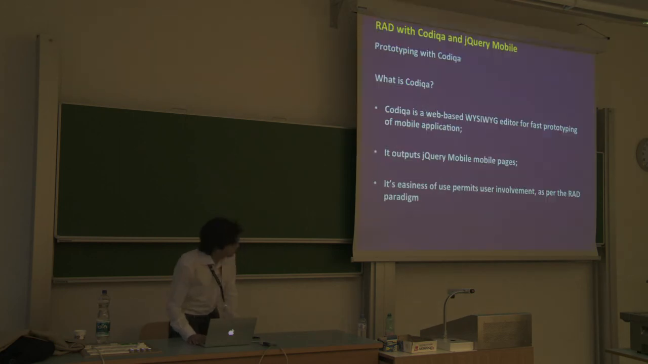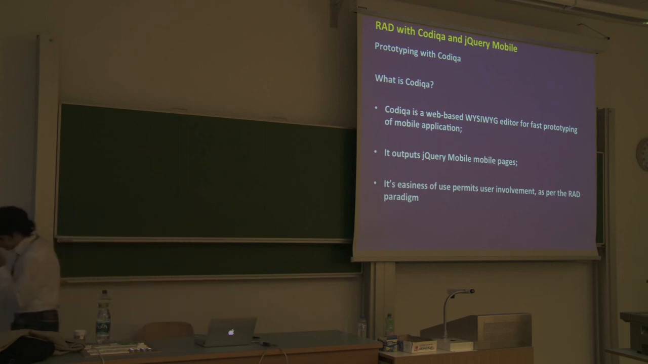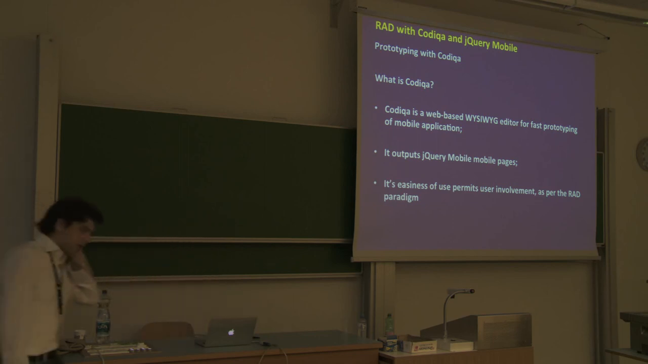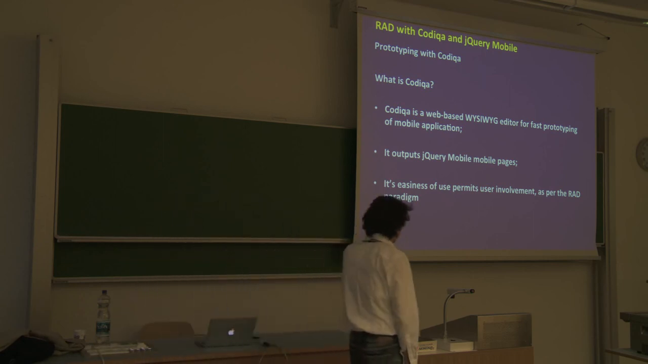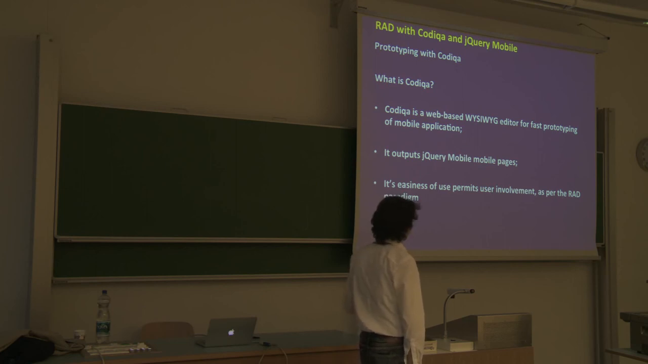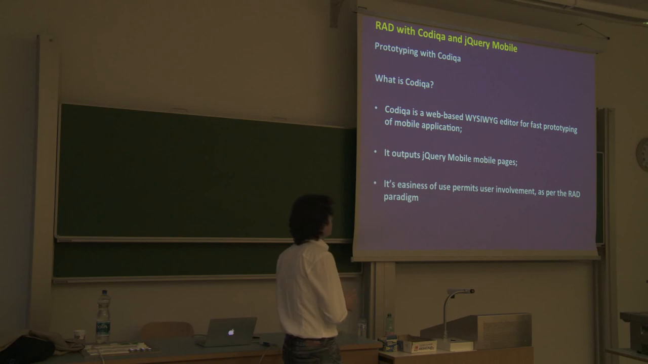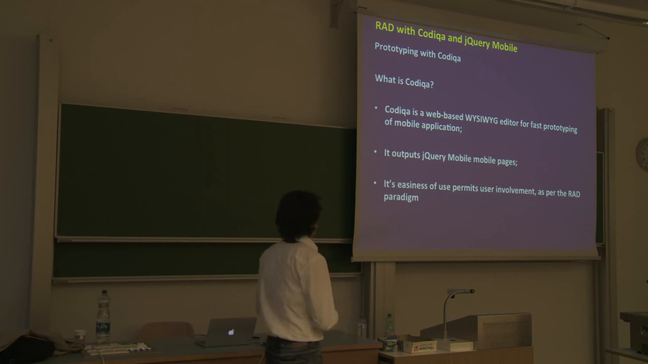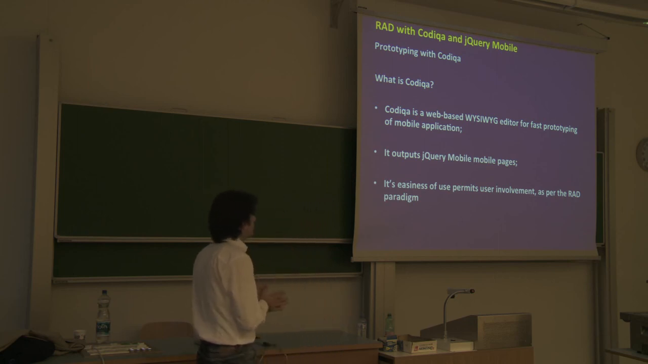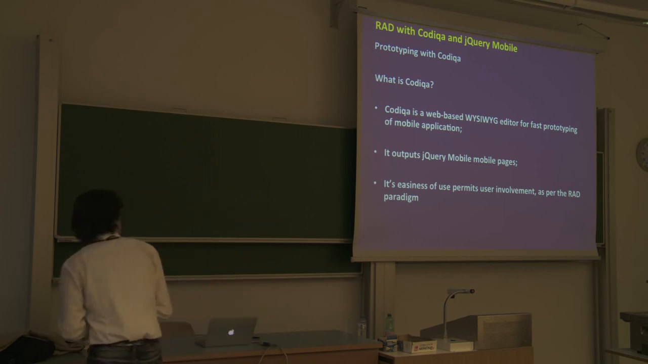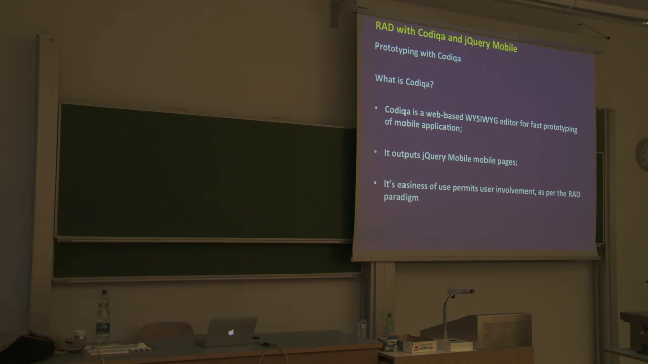So let's move on. Now we have seen a little bit what jQuery Mobile is, we have introduced it, and we can take a look at Codiqa. What is Codiqa? Well, Codiqa is a tool that we will use for rapid prototyping of an application. It is a web-based, what-you-see-is-what-you-get editor for fast prototyping. It outputs jQuery Mobile pages, and the ease of use permits user involvement as per the RAD paradigm.